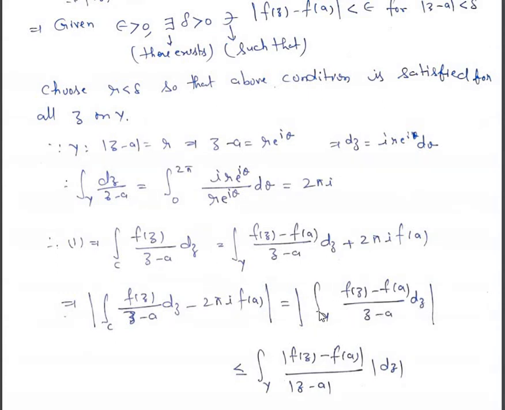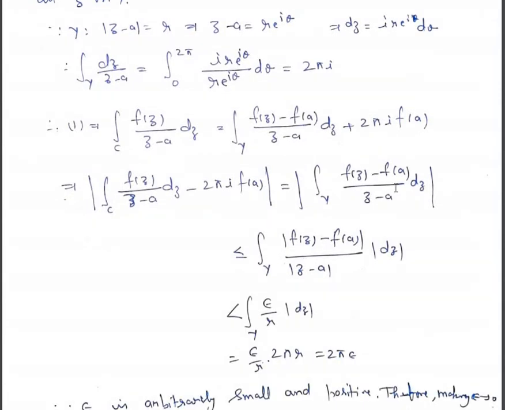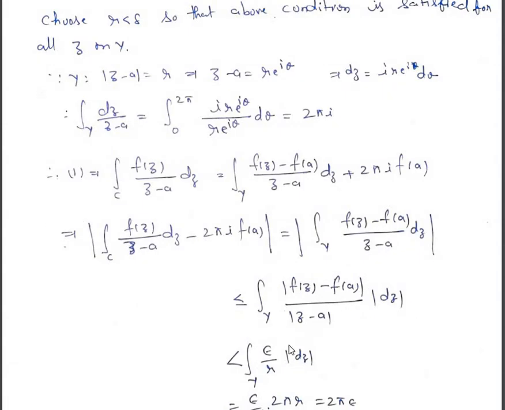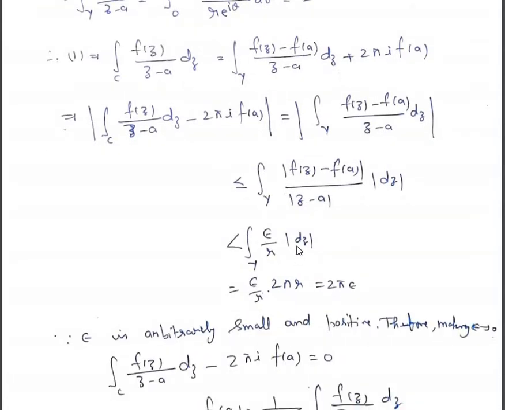Now, make use of the inequality which we had stated earlier. This is less than or equal to integral over gamma mod of f(z) minus f(a) upon mod of z minus a into mod of dz. Now, mod of f(z) minus f(a) is less than epsilon, mod of z minus a is equal to r. So, therefore, this is less than integral over gamma epsilon upon r mod of dz, and we know that integral over gamma mod dz represents the circumference of gamma, which is 2 pi r. So, therefore, this is equal to 2 pi epsilon.